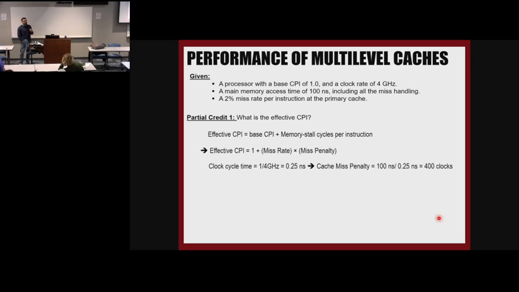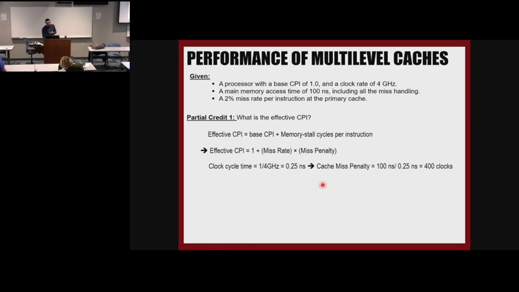So when we talk about the CPI, we're talking about the clock per instruction, right? So if you want to find the miss penalty and everything, you have to convert everything to clock cycles before doing it. So now we know that the memory access time is 100 nanoseconds. But how many clocks is this? That's the thing that we care about, because we are finding the effective CPI, which is clock per instruction.